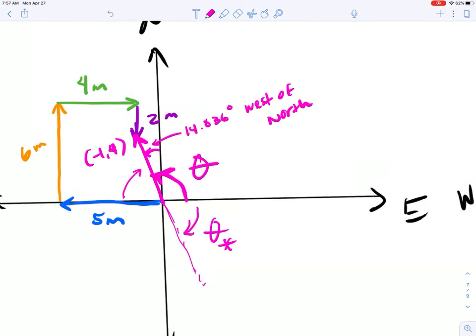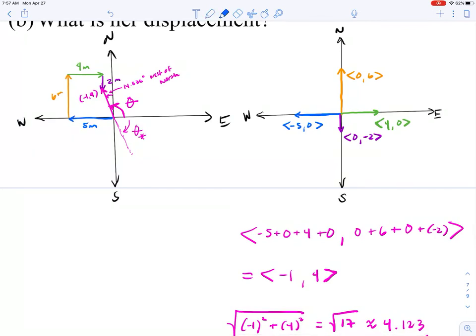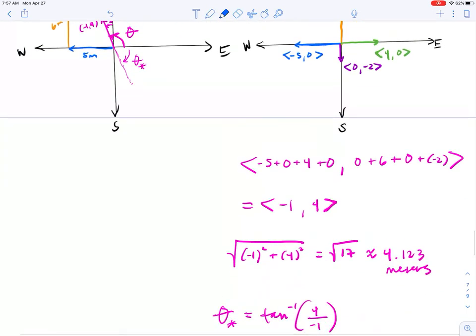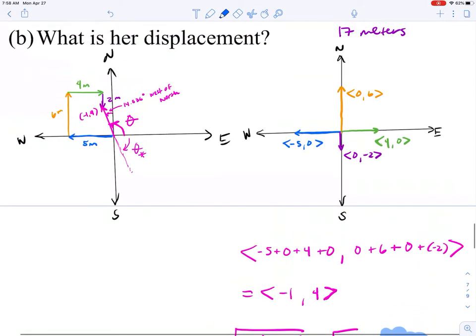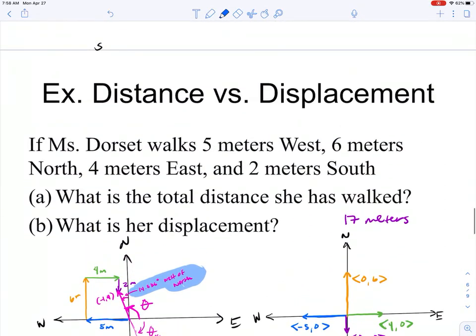You could also find this angle instead, so that you could say whatever that measurement is, north of west. So there are different angles that you could find in order to describe the direction. I'm going to use, for describing the displacement, 4.123 meters, 14.036 degrees west of north. Okay, so I hope that helps with showing you the difference.